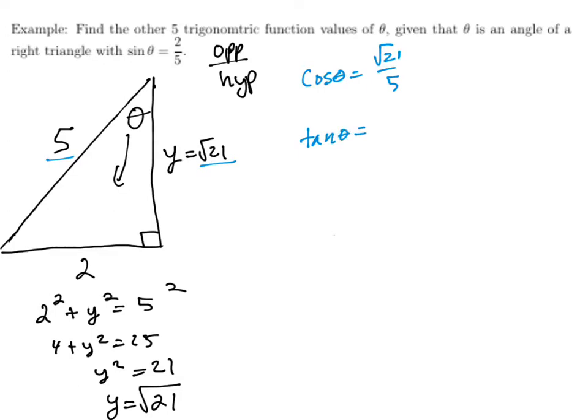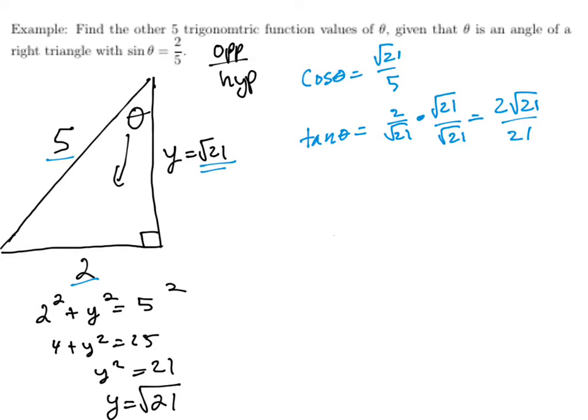Tangent theta, tangent is opposite over adjacent. So this will be 2 over square root 21, and we need to rationalize this. So multiply the top and bottom by root 21. We get 2 square root 21 over 21.